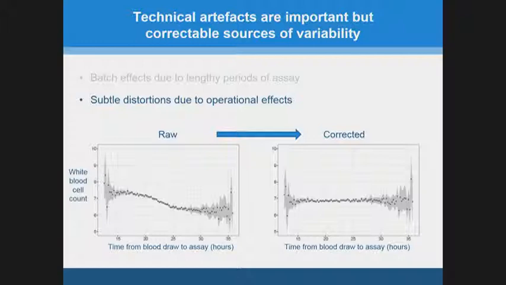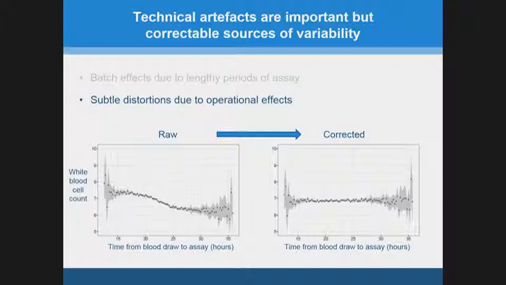Another example are these subtle distortions that can happen due to, for want of a better word, operational effects. Many large-scale studies have to be pragmatic, using couriered or mailed samples. So there are some time differences amongst the individuals who are recruited, from the blood draw to the actual assay result. Again, one can record that in studies. If one records it, one can correct for it and try to smooth it.